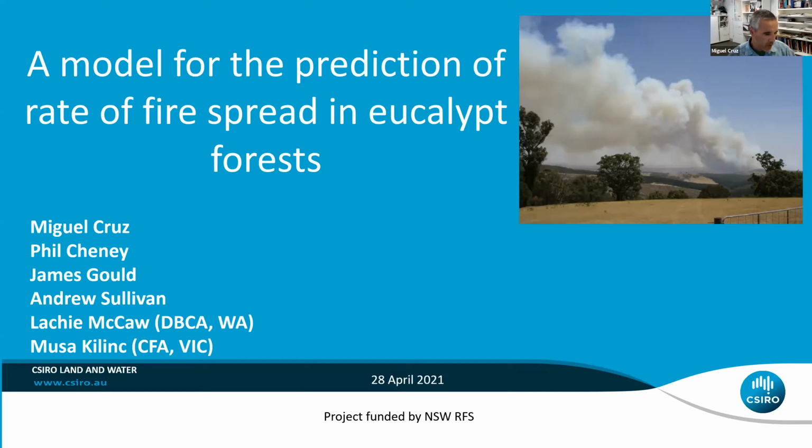Thanks for coming to this seminar. I'm going to describe some work we have been doing over the last year and a half, funded by the New South Wales RFS, trying to come up with a model to predict rate of fire spread in eucalypt forests. And as Mike said, it's not just work by myself. Phil Cheney, Jim Gould, Andrew Sullivan, Lachie McCaw, and Musa Kilinc are just a few that contributed to this work.